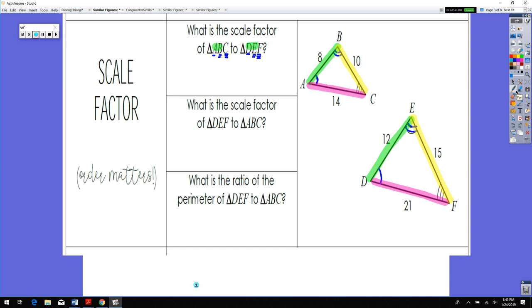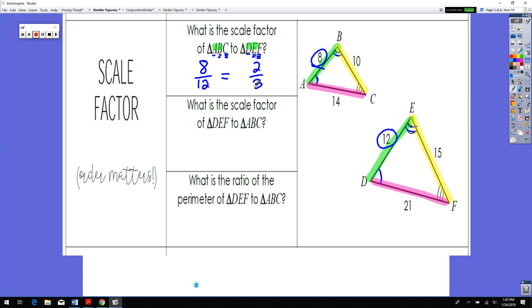Now let's go ahead and take a look at what our scale factor would be. You can pick any two that you wish. I'm going to go with the green ones. So we're going to go from triangle ABC to triangle DEF. So it's going to be 8 over 12. I'm going to take the green sides that match here. Then I'm going to simplify it. If I divide both by 4, I get 2 over 3.